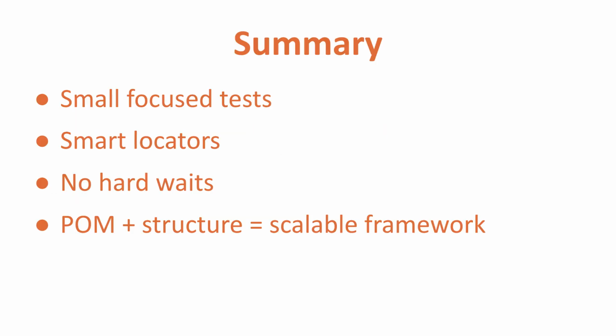And let's summarize the most important best practices. Always keep your tests small and focused, avoid hard-coded waits like sleep, use Playwright locators like getByRole for stability, use the page object model for reusability, keep tests independent and isolated, and organize your framework for scalability. If you follow these rules, your Playwright tests will be fast, clean, and easy to maintain, even in large enterprise projects.